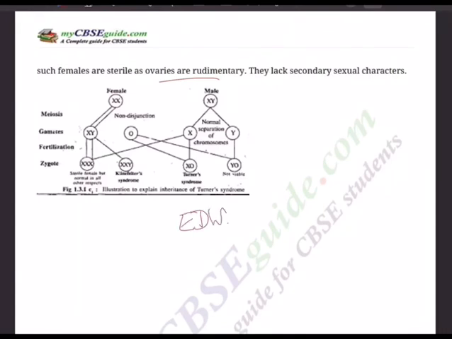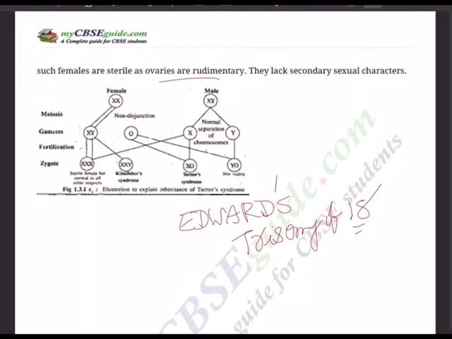Edwards syndrome is trisomy of the 18th chromosome. Remember, for 21st trisomy we said Down's. Edwards is 18th. So what happens here? Multiple congenital malformations of many organs, receding mandible, small eyes, mouth and nose, severe mental deficiency, congenital heart defects, and horseshoe or double kidney. So these are the various symptoms of Edwards syndrome.